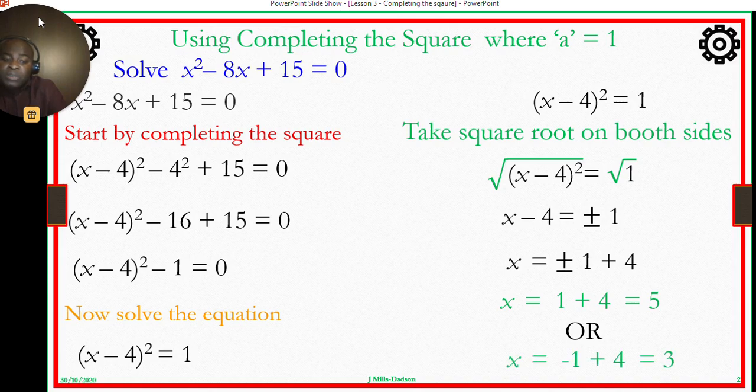You can double check by substituting 5 into the equation and it will sum up to 0. You can also check the same using 3. That will also sum up to 0.